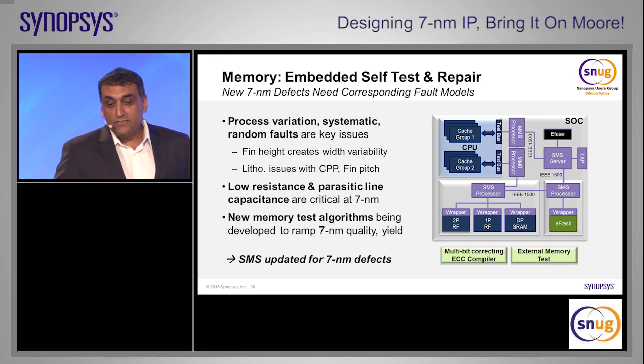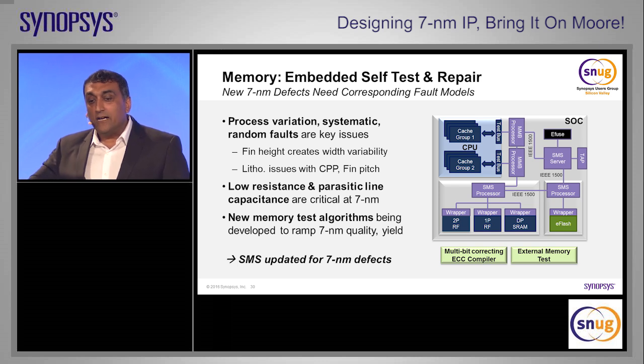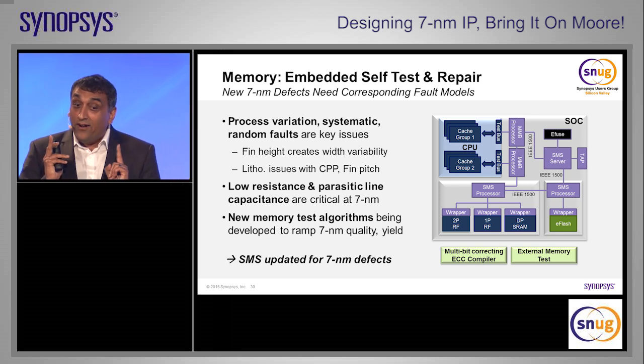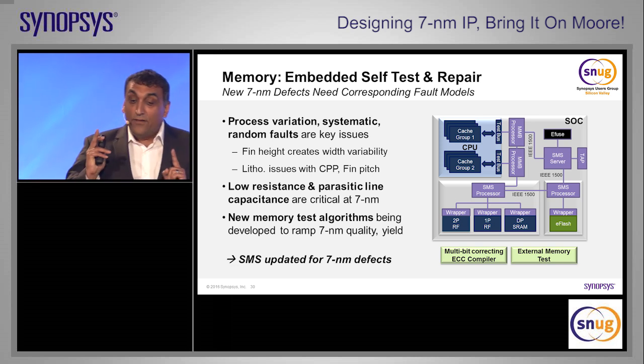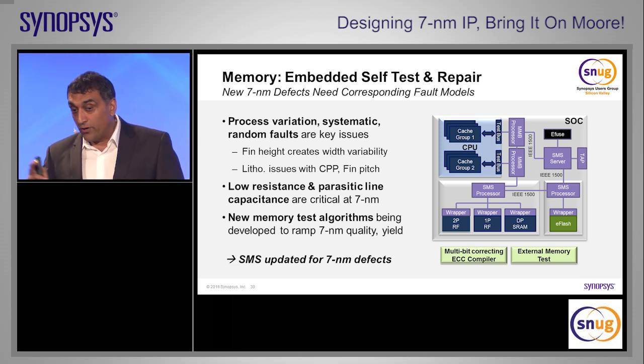And this is what we discussed. So basically, you have process variation, some generic things like process variation, systematic random faults. But really, it's related to that fin height, as I mentioned. The fin height, interestingly, creates width variability. So that's an issue. That's a defect that needs to be modeled.